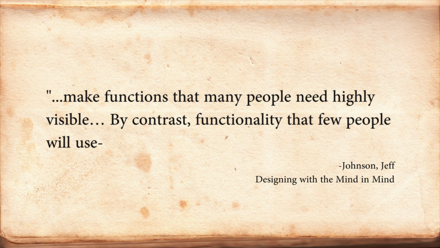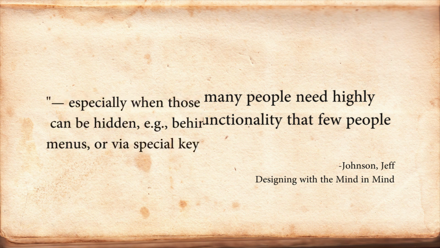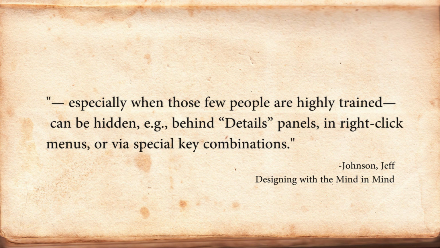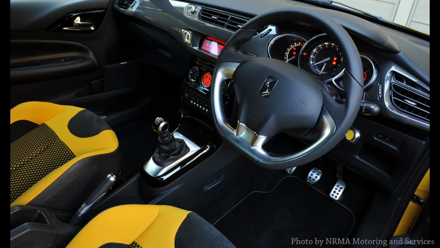By contrast, functionality that few people will use, especially when those few people are highly trained, can be hidden. Example, behind details panels, in right-click menus, or via special key combinations. To see this principle in practice, you only need to sit in the driver's seat of a car. Everything you need for the purpose of driving is easily accessible. The steering wheel, the accelerator, the brake, and the gears. Each placed in a comfortable position from the driver and sized appropriately.